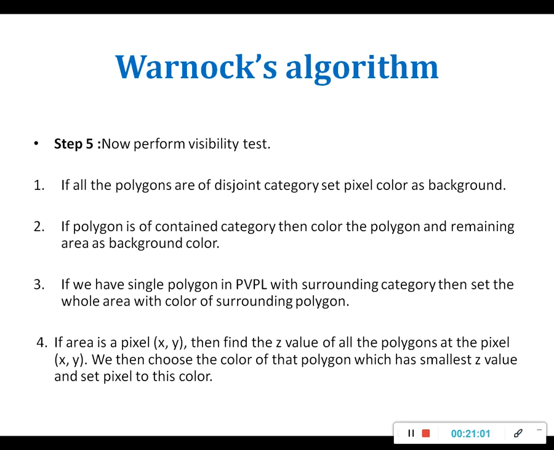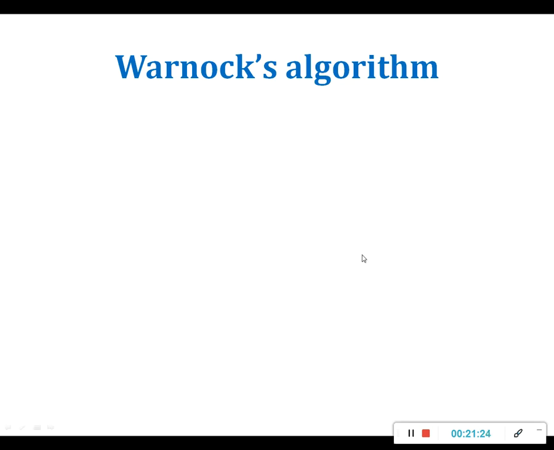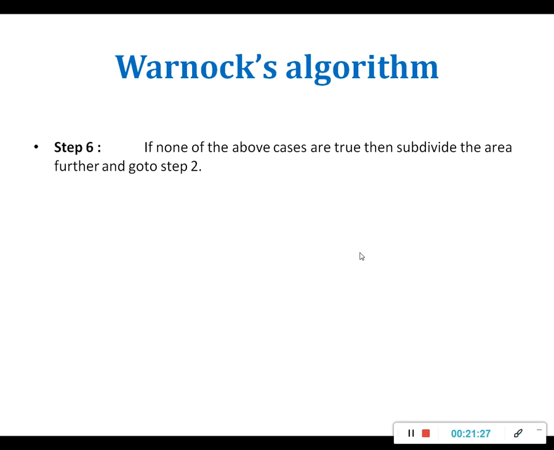In the visibility test, we are not going to consider the disjoint category, and in that case we just use the background color. If it is the content category, then P1 is colored with the color of the polygon, and the remaining part will be colored with the background color. If it is the surrounding category, then the screen area will be colored with the color of the surrounding polygon, and if we are talking about the pixel, then we color it according to the smallest z value polygon's color.